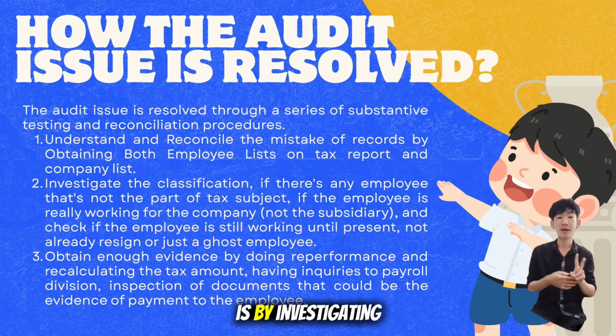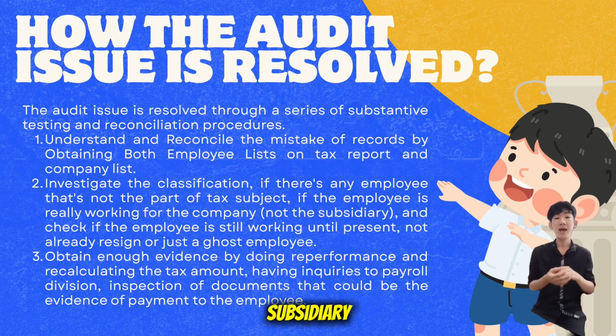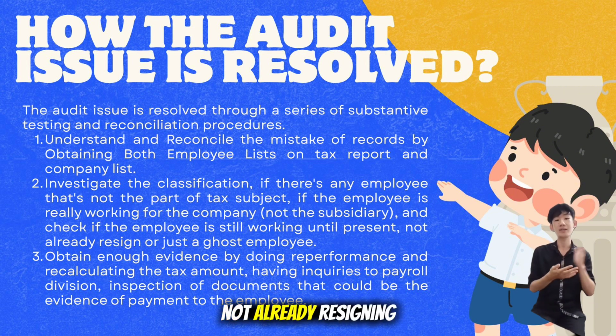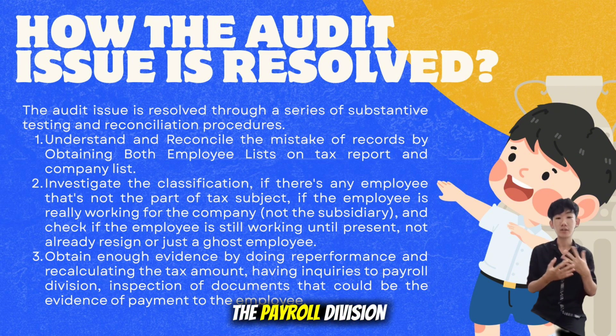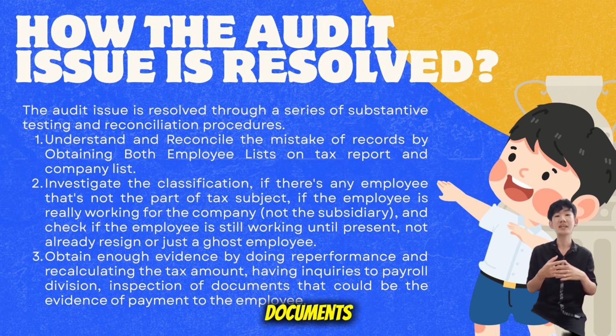The second step is investigating the classification: whether there is any employee that is not part of the tax subject, whether there is an employee who really works for the company and not the subsidiary, and checking if the employee is still working until now, and has not already resigned or is just a ghost employee. The third step is obtaining enough evidence by doing reperformance and recalculating the tax amount, making inquiries to the payroll division, and inspecting documents that could be evidence of payment to the employee.